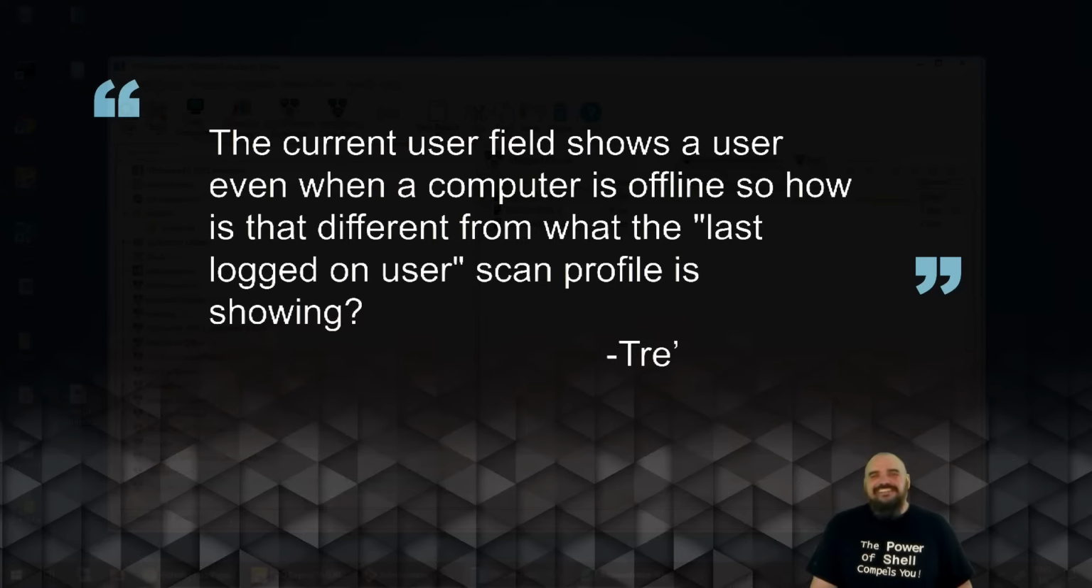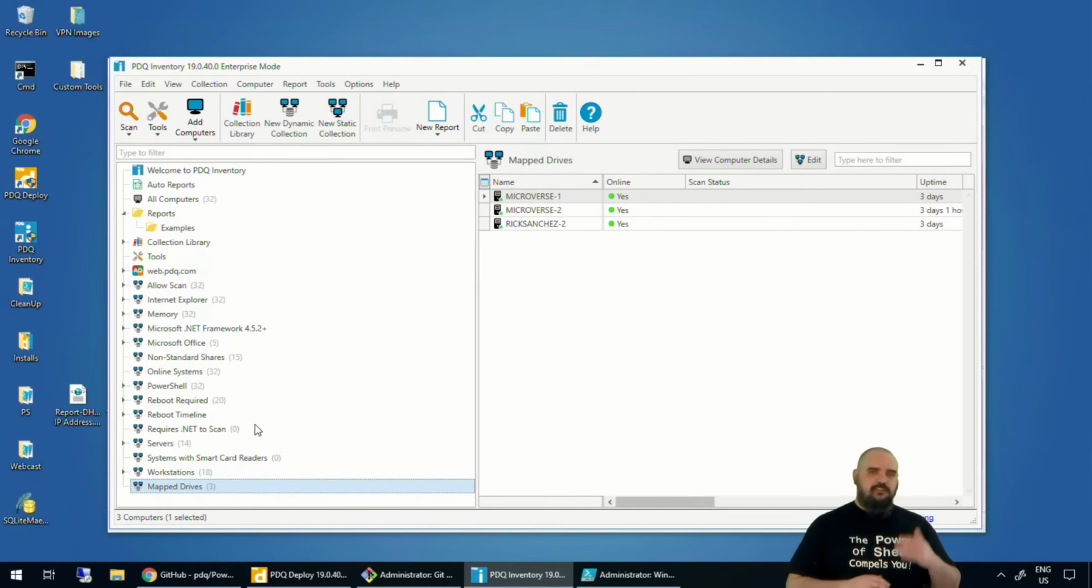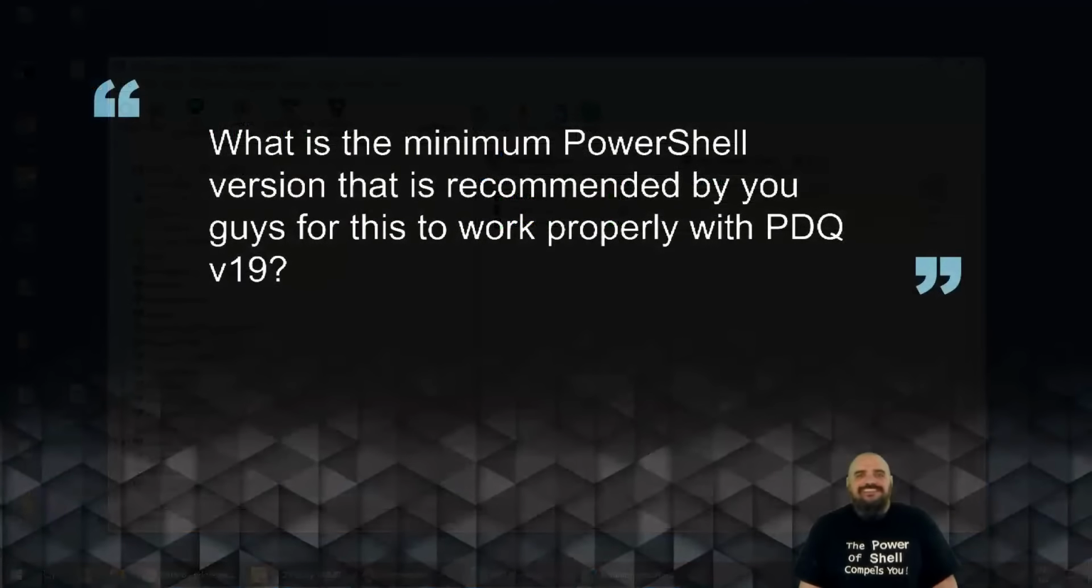Dear Jordan, the current user field shows a user even when a computer is offline. So how is that different from what the last logged on user scan profile is showing? Thanks, Trey. The last logged on user scan profile is going to show you everyone that's logged on with what time they logged on to it. So it's not really who's actually logged on, it's just who has logged into that machine. Next.